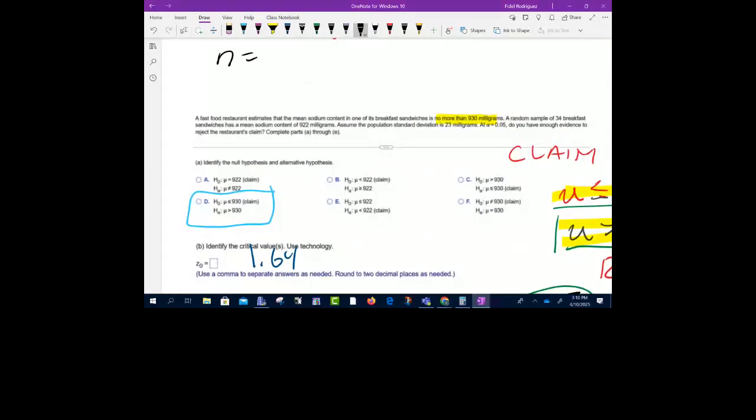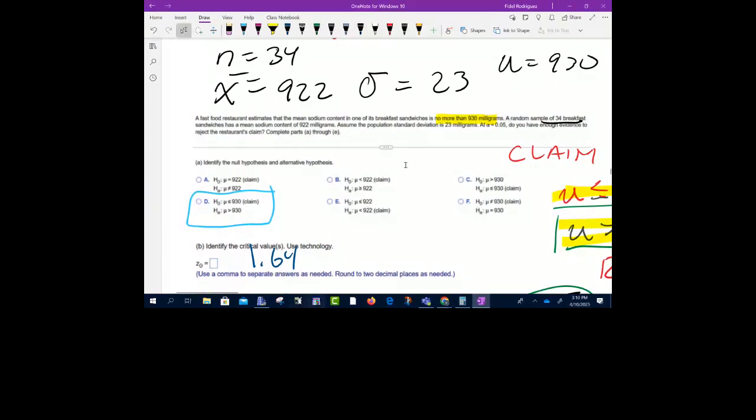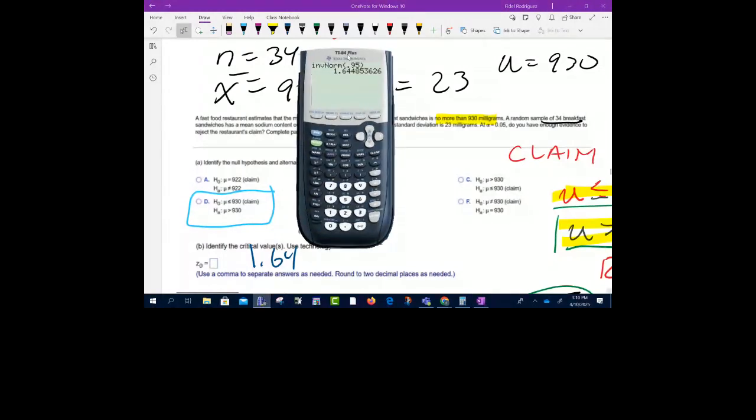Okay, n. How many breakfast sandwiches did they look at? 34. What was the average sodium in those 34? 922, right? What was my population standard deviation here? 23, right? And remember, y'all, we said our mu in this case was 930. But instead of going through the whole Z thing, let me use my calculator.